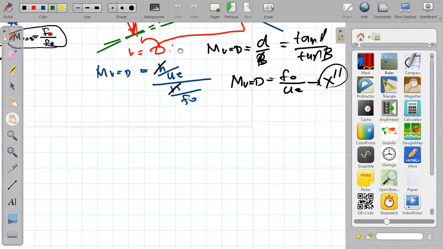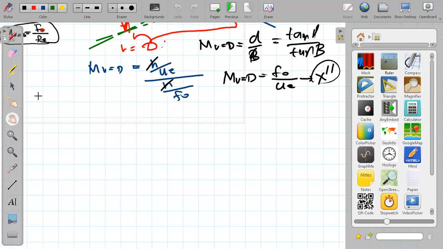I will get it again. What is it? So the lens. You have it is like here.